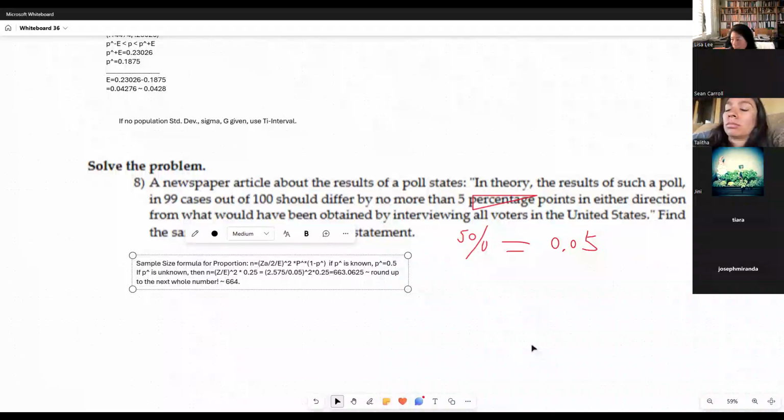Any other questions you have? Professor, I just want to piggyback on this question. You put 2.575, but on the T table it's 2.576. Would either answer be the same? It's still rounding up. It's still 664. It's okay too. If you use 2.576, it's okay.